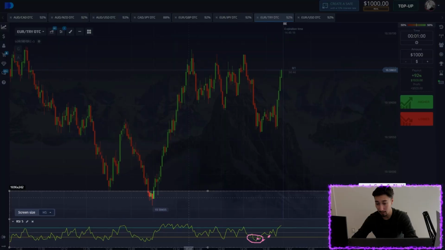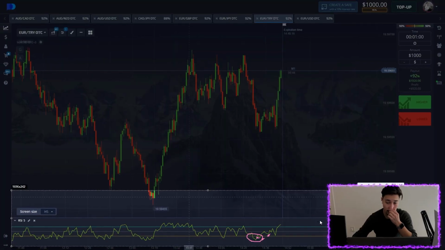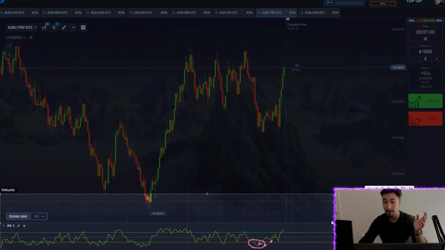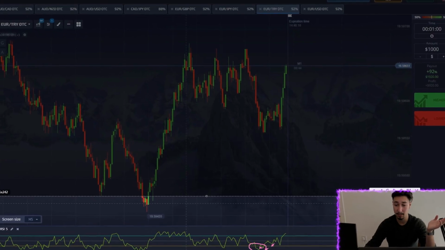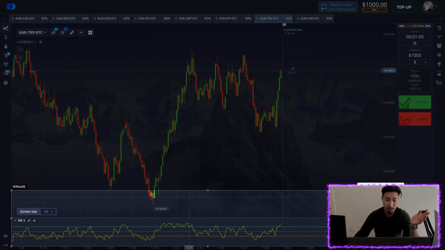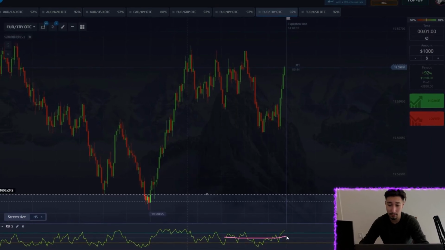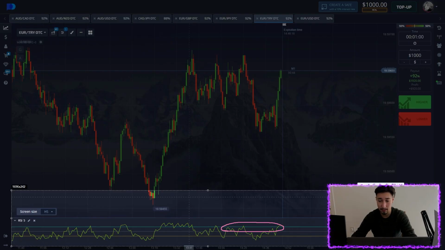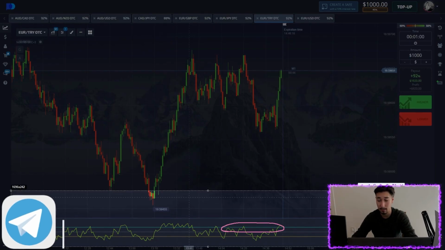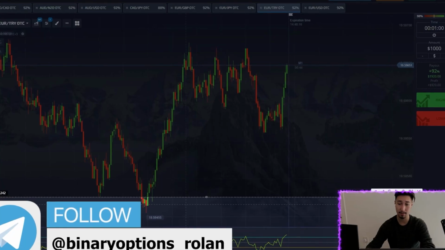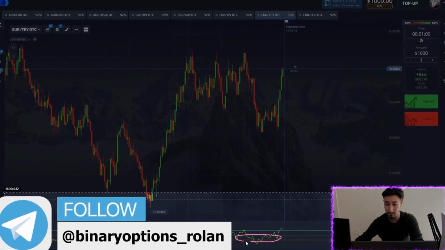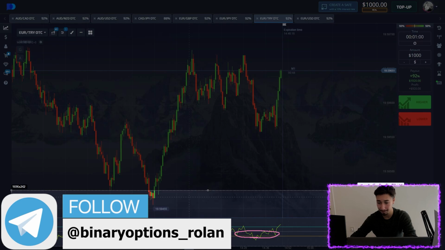This is the main principle of its work, and we also have the level 50 here. This is the middle value, and when the RSI is above this level, it indicates that the uptrend prevails. And when the RSI is below 50, it tells us that the downtrend dominates. So easy as that, guys. Simply as that.